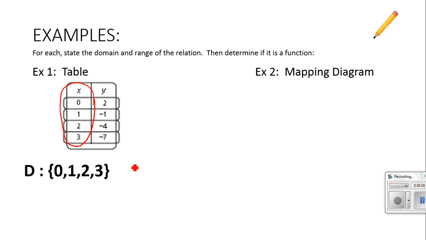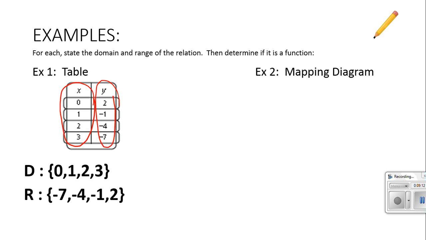Now, if I were going to ask you what the range was, the range is your output values, or your y values. So R would be -7, -4, -1, and 2. And it's best if you put them in numerical order.